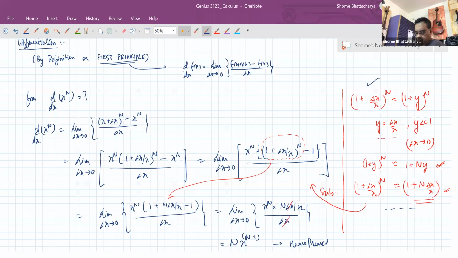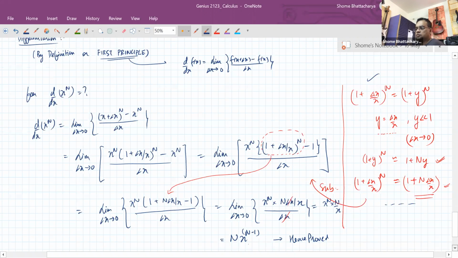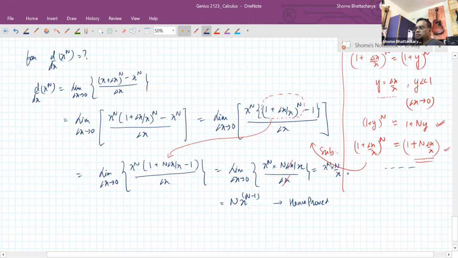Sir, finally we get x to the power n into n by x, right? So then x cancels in the denominator. Yes, sir. We're getting this, right? So now that next step becomes this: n into x to the power n minus 1. We'll get this step next finally.